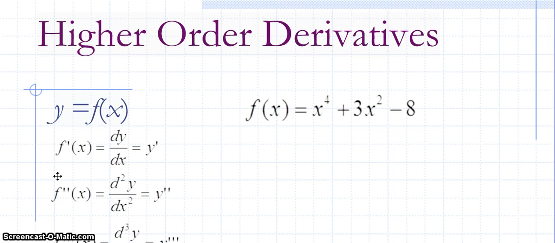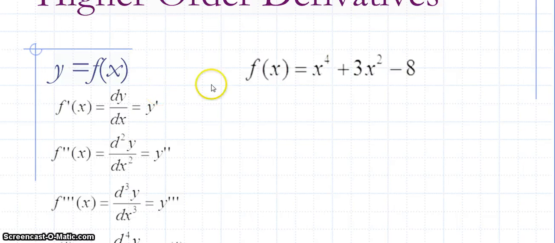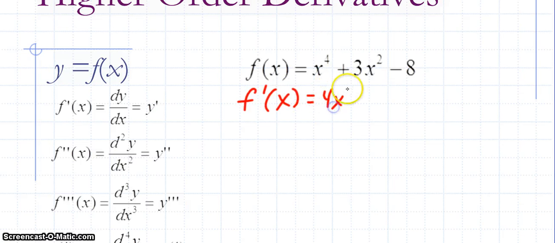Okay, so higher order derivatives. All that means is we can continue to take a derivative of a function until we can't anymore. And some functions we won't be able to anymore. So for instance here, I have the function f of x equals x to the fourth plus 3x squared minus 8. So let's go ahead and find f prime of x. So f prime of x is going to be 4x cubed plus 6x. Alright, hopefully that's pretty straightforward. Now let's find f double prime of x. All that means is find the derivative of the derivative.